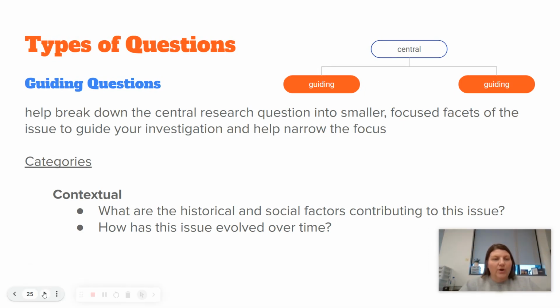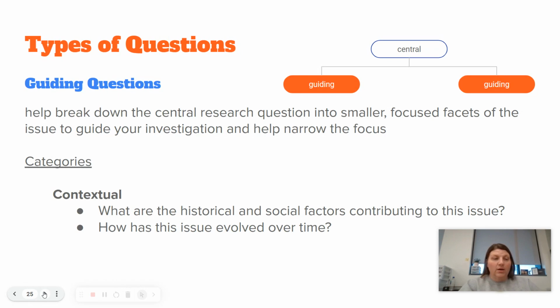So the first category is contextual. This is where you are orienting yourself, providing background information for yourself so you know where in history this problem started, who is being affected. Basically you're summarizing the issue, right? So some questions to think about are, what are the historical and social factors that contribute to this issue, and how has this issue evolved over time?